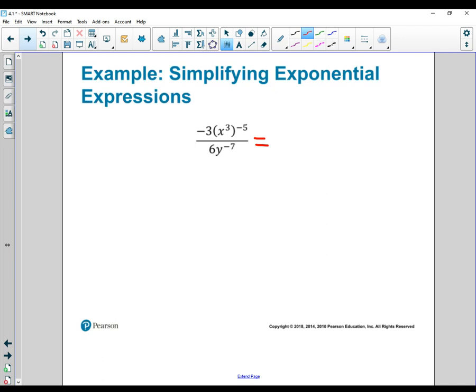So we have -3 x to the 3rd to the -5th. Is it really x to the what? X to the 3rd to the -5th. Powers to powers, you multiply. What's 3 times -5?